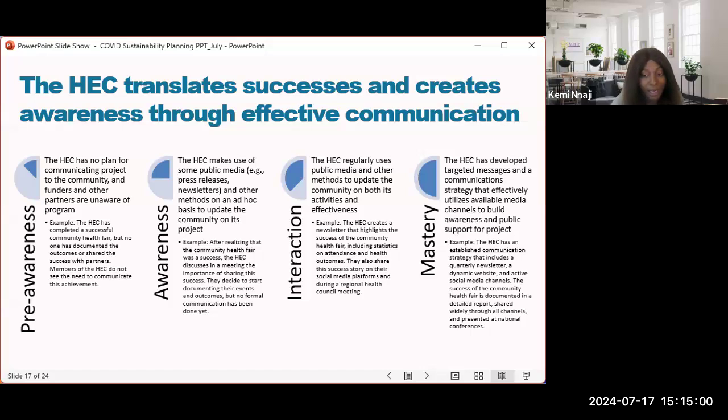During the awareness stage, ad hoc methods like newspapers and press releases are used to update the community and partners. At the interaction stage, the HEC regularly uses media and other methods to highlight activities and effectiveness. And mastery is when the HEC has a targeted communication strategy and uses various channels to build awareness and social and public support.